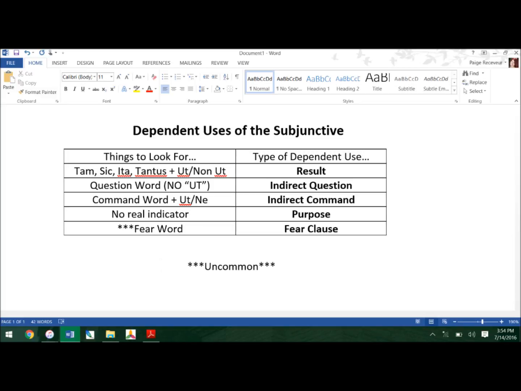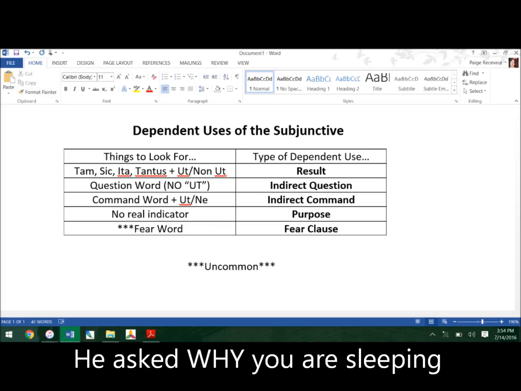The next type of dependent use of the subjunctive is an indirect question. A direct question is a sentence like, "how are you?" It is a sentence that is meant to be spoken to someone with a question mark that gets you a direct answer. Fine. An indirect question adds a layer to this. For example, "he asked why you were sleeping."